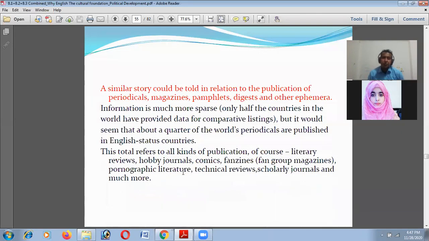A similar story could be told in relation to the publication of periodicals, magazines, pamphlets, digests and other phenomena. So this is the history of the press relating to the English language. And the total refers to all kinds of publication, of course, literary reviews, hobby journals, comics, fanzines, fan group magazines, pornographic literature, technical reviews, scholarly journals, and much more. So all were in English.